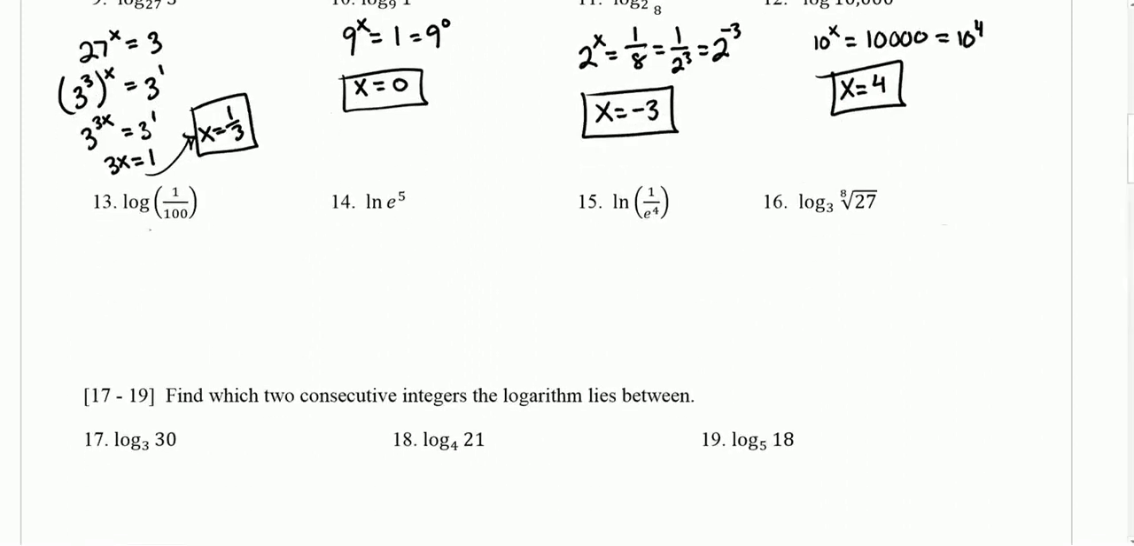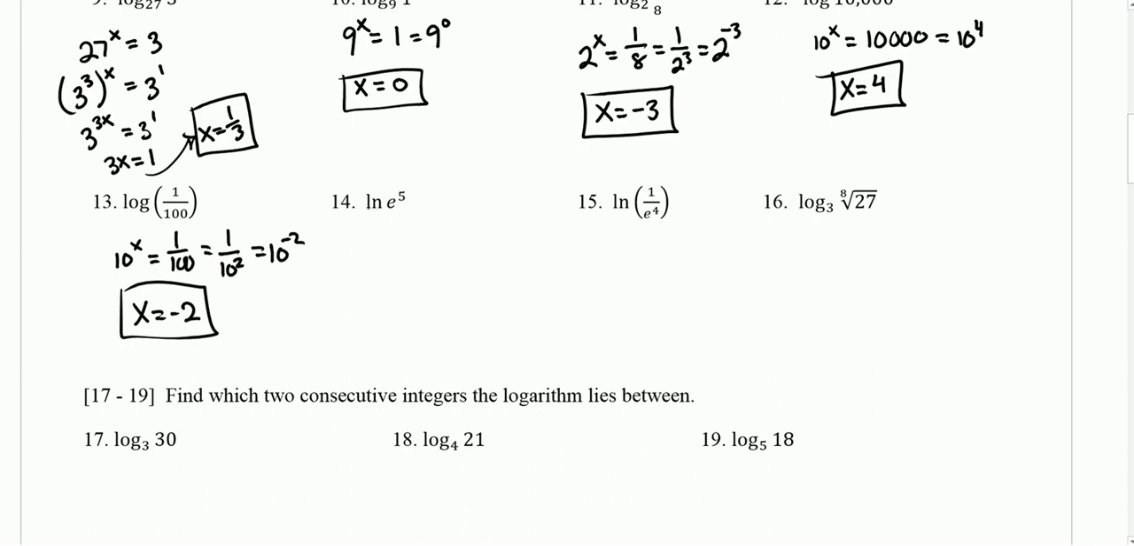Number 13, we have another common log asking 10 to what power is 1 over 100. 100 is 10 squared. 1 over 10 squared is 10 to the negative 2, so our exponent is negative 2.